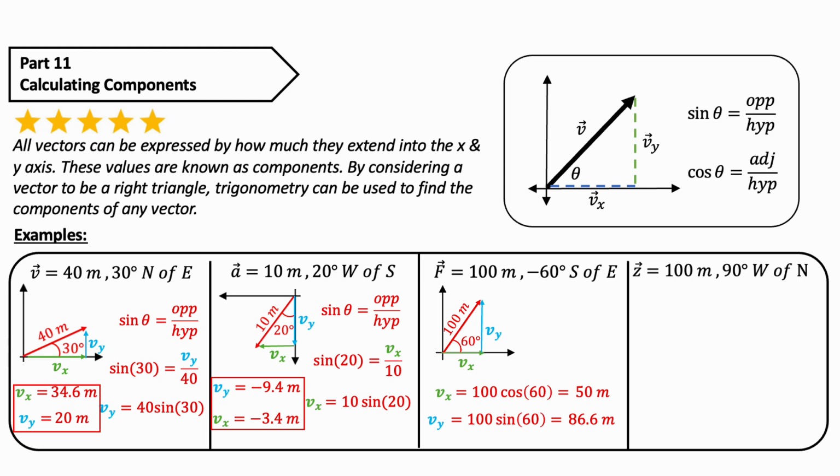I just had a second here. I was like, why did we go upwards? Because it's negative 60 south, which is really the same thing as north. So if it's negative south, we end up still with a positive y component. And so my final answers are just positive 50 and positive 86.6.